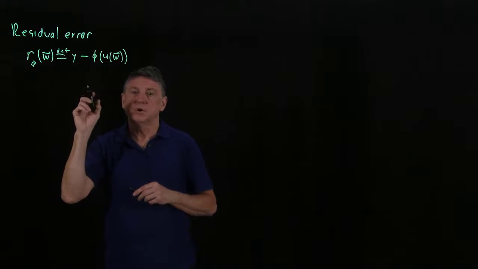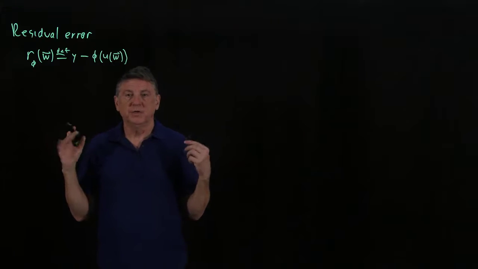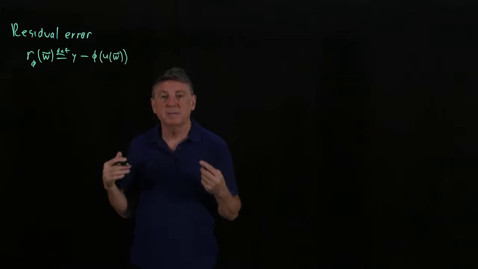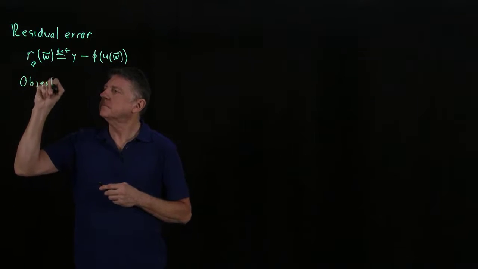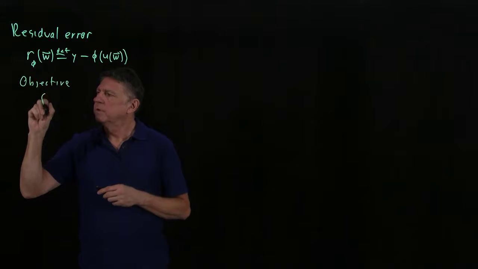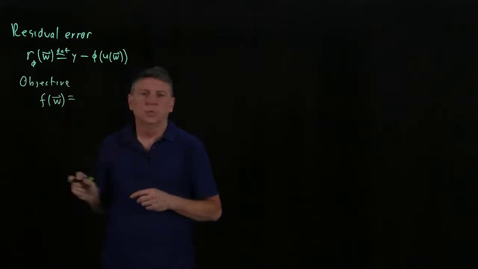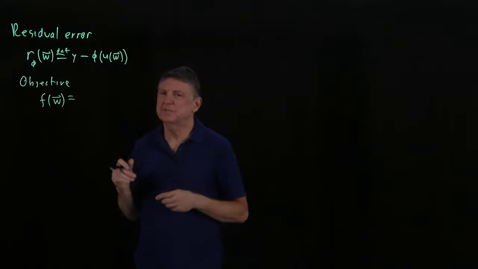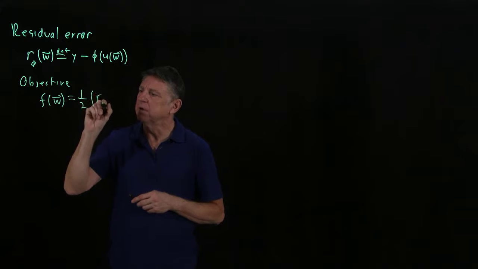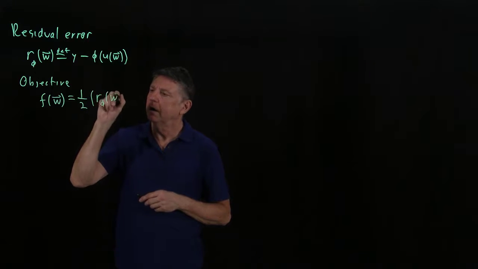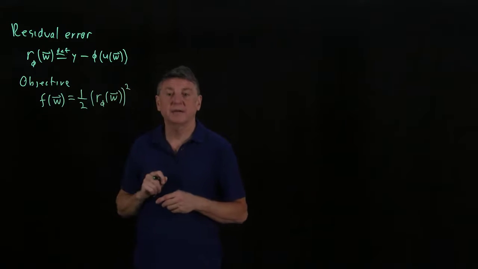And so once we have our residual, what we want to do is minimize the square of the residual error. So our objective function, we can write that as a function of the weight vector, and we're anticipating a differentiation, so let's put in a factor of 1/2. So we'll say that's 1/2, and then we would take that residual error that has an argument that is the augmented weight vector, and we'll square that.